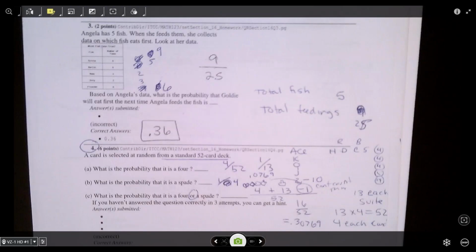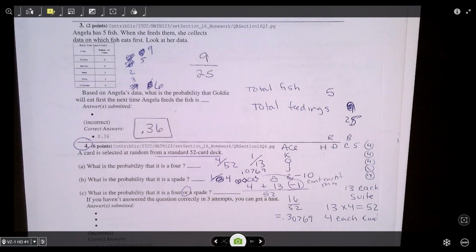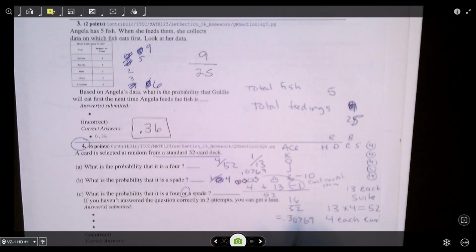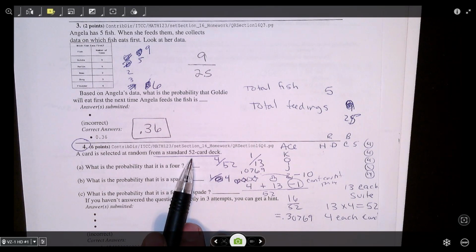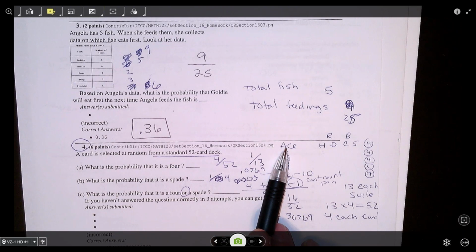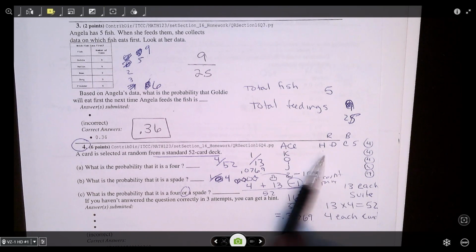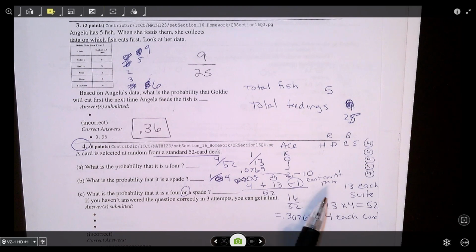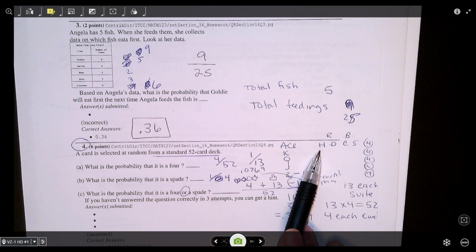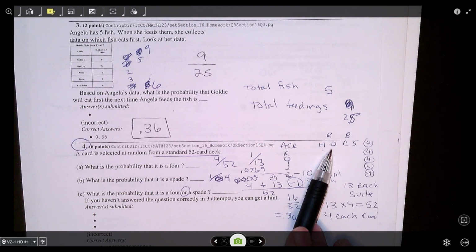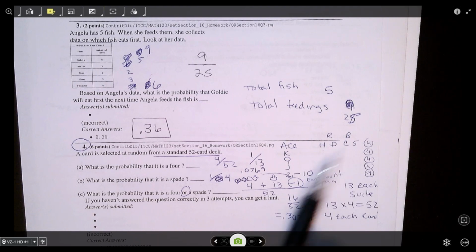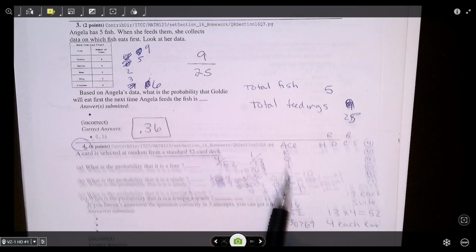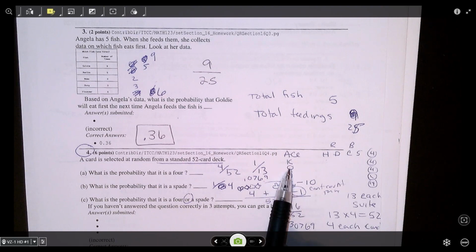Next one. They usually don't give too many cards on the test. I don't think card problems are fair because a lot of people don't play cards anymore. Some things you need to know about a standard 52 card deck. You have an ace, and then you have 2 through 9, which are numbered cards. Then you have a jack, queen, and king, which are face cards. You have 4 suits, which are hearts and diamonds, which are red, and clubs and spades, which are black. You have 4 of each, so there's 4 2s, 4 3s, 4 jacks, queens, kings.